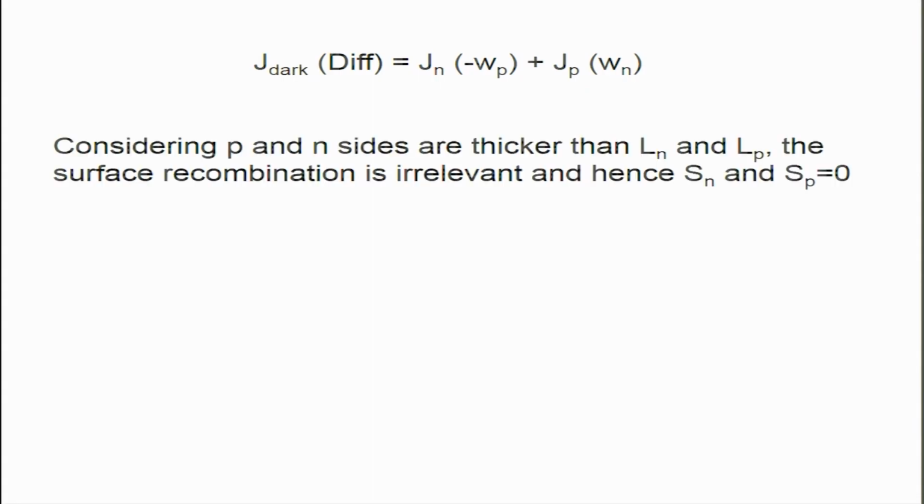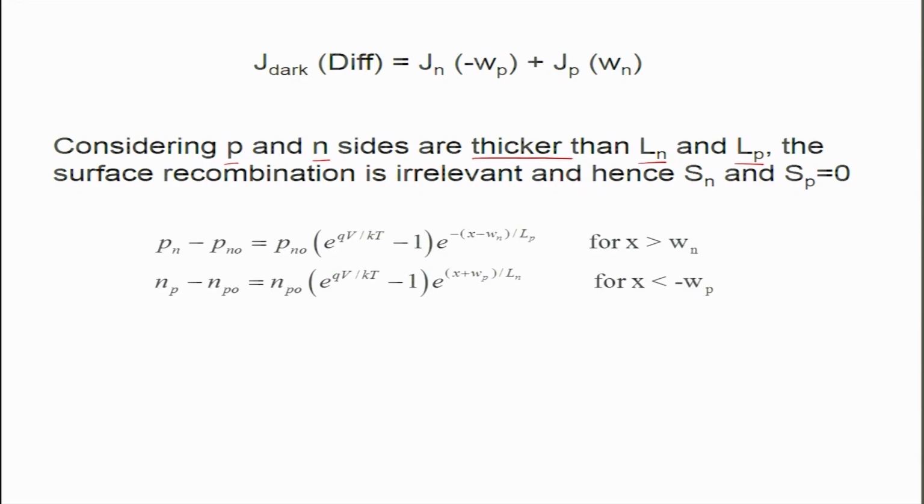Considering that the P and N sides are thicker than Ln and Lp, which means the semiconductor diode is thicker than the diffusion distance of minority carriers, surface recombination becomes irrelevant because the carriers will recombine by the time they reach the surface. Okay, so it's basically a long base diode. You can say the diode is pretty long.